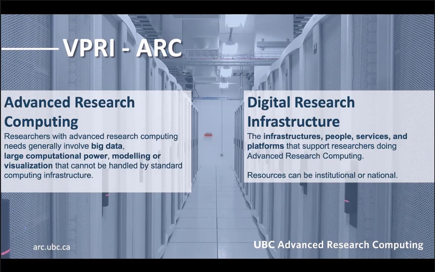When we talk about advanced research computing, we're talking about the researchers with computational needs that generally involve big data, large computational power, modeling, visualization, machine learning that cannot be handled by a standard desktop. On the other hand, you have digital research infrastructure, which is the infrastructure's people, services, and platforms that support researchers doing advanced research computing. So you can think of the ARC team as the people bit of the digital research infrastructure. And as we go on, I will fill in more details about those services and platforms. So ARC is the people part of the DRI that supports ARC. See, it's easy.